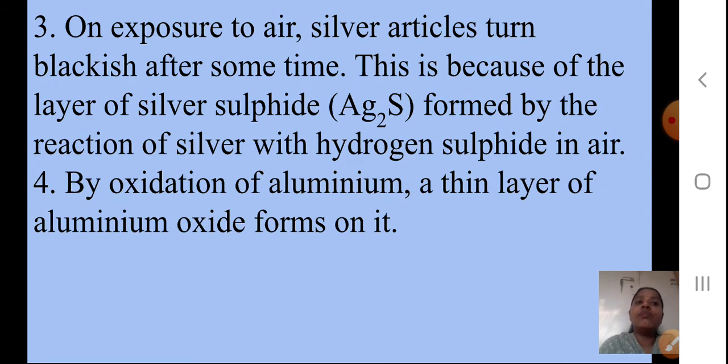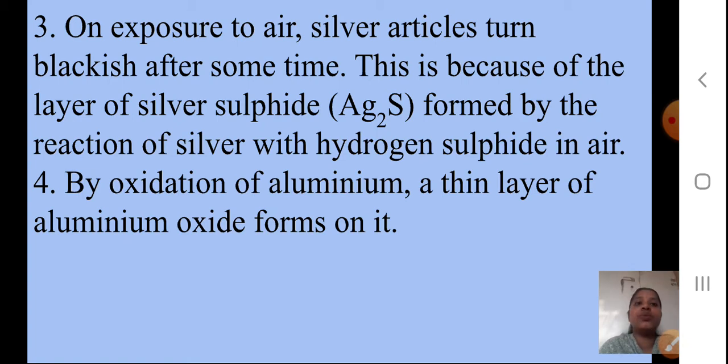Third point, on exposure to air, silver articles turn blackish after some time. This is because of the layer of silver sulfide, Ag2S, formed by the reaction of silver with hydrogen sulfide in the air. So when you expose silver articles to air, they turn blackish. Why? Because of the formation of silver sulfide, Ag2S, you will remember students. Fourth point, by oxidation of aluminium, a thin layer of aluminium oxide forms on it. When aluminium comes in contact with the air, aluminium oxide is formed.